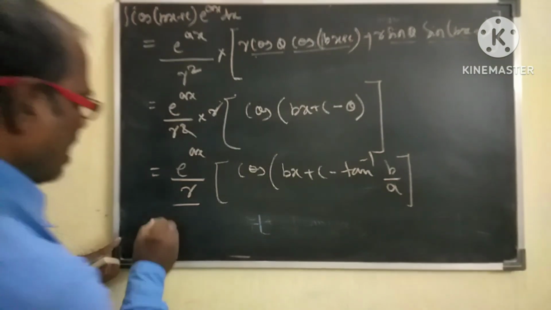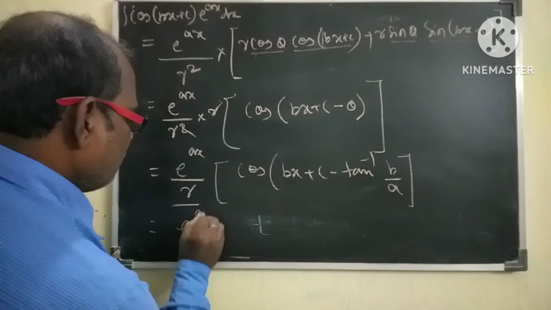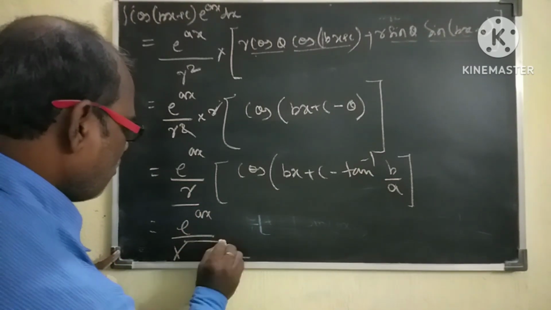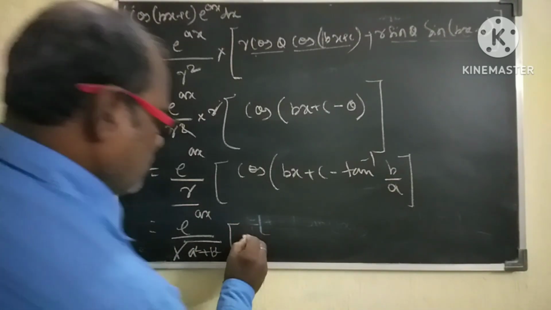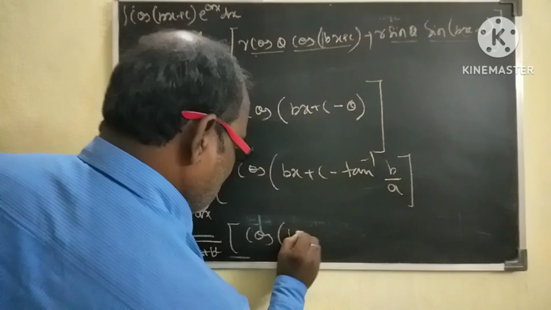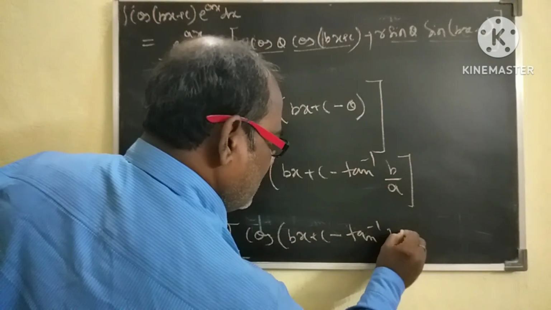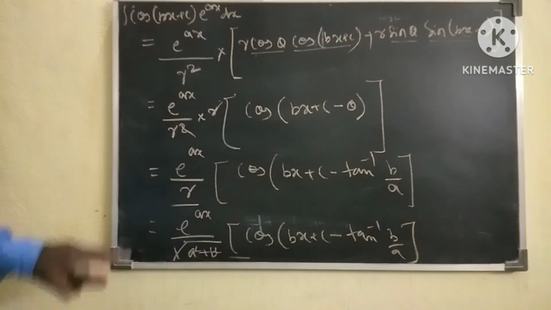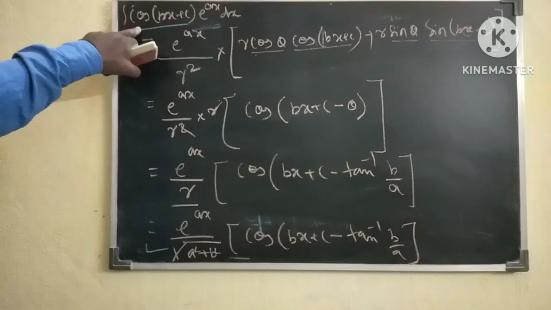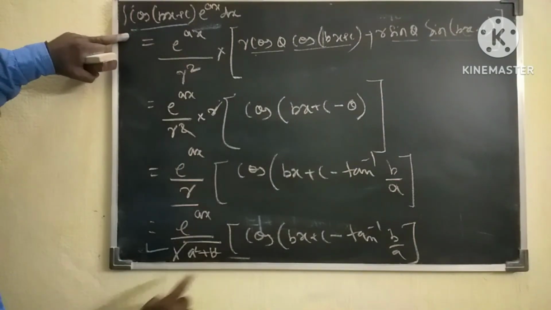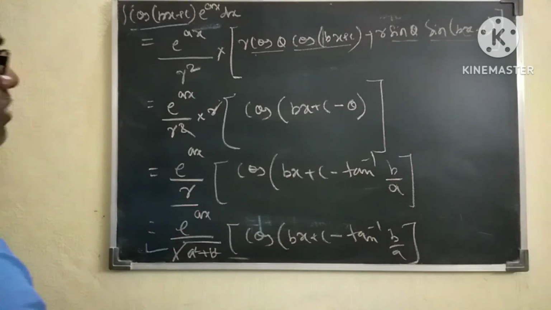Here we know that r is equal to root over a square plus b square. So the final answer becomes e to the power of ax by root over a square plus b square into cos bx plus c minus tan inverse b by a. So finally we are getting the answer of this in terms of this. Suppose instead of cos here, it would have been sine, then your answer would have been, instead of cos, here would have been sine. It's very easy to remember.